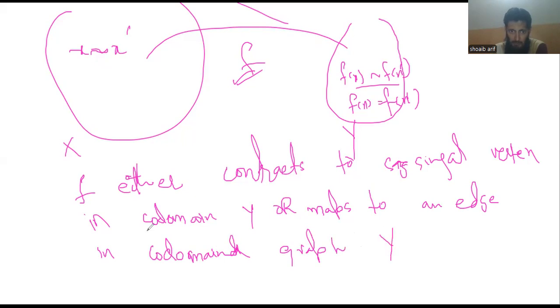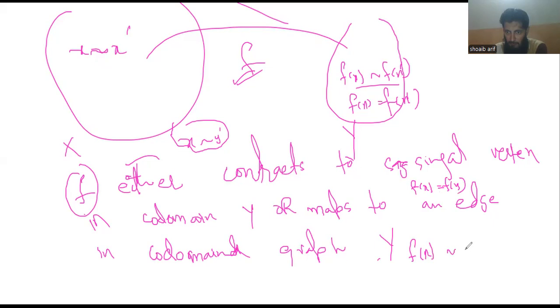Okay, this means there are two possibilities for f. First, f sends an edge from x to y to a single vertex, meaning f of x is equal to f of y, or it sends it to the edge f of x to f of y. Okay, there are two possibilities. One possibility holds if there is a graph map f.